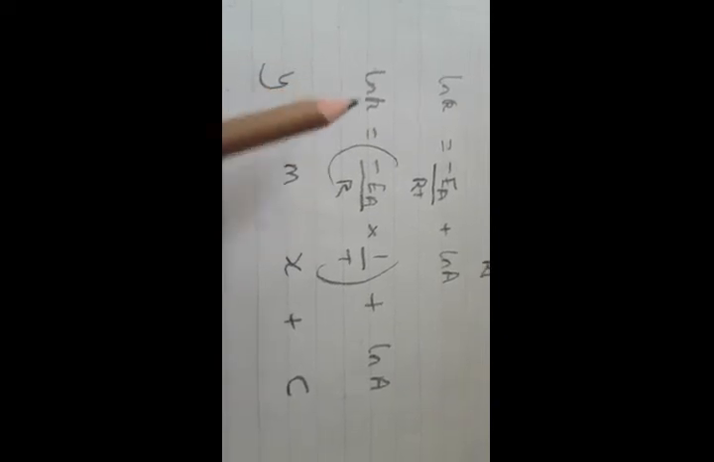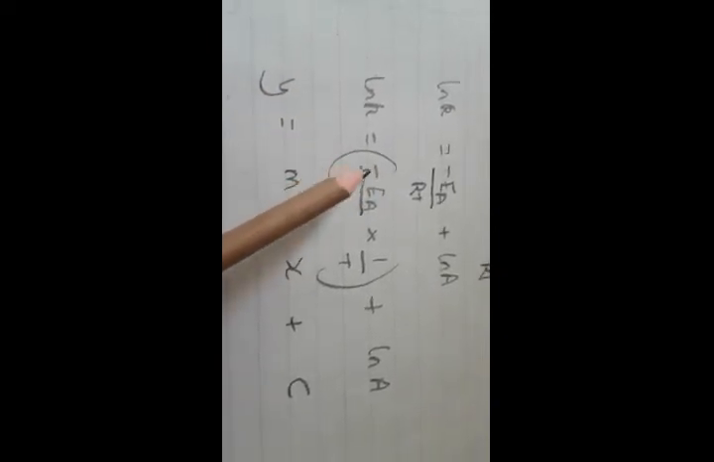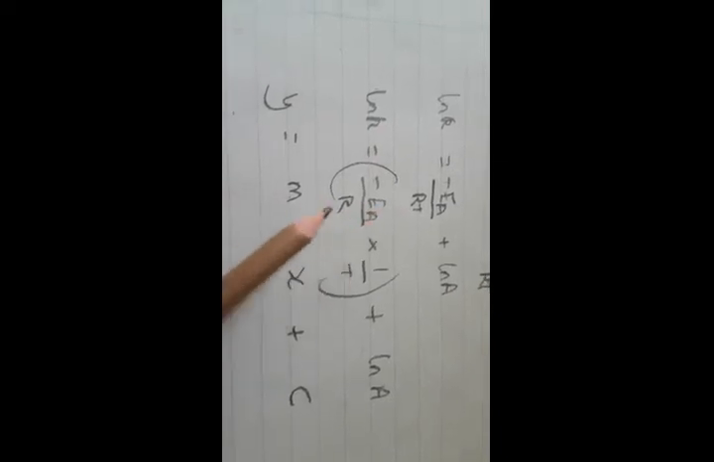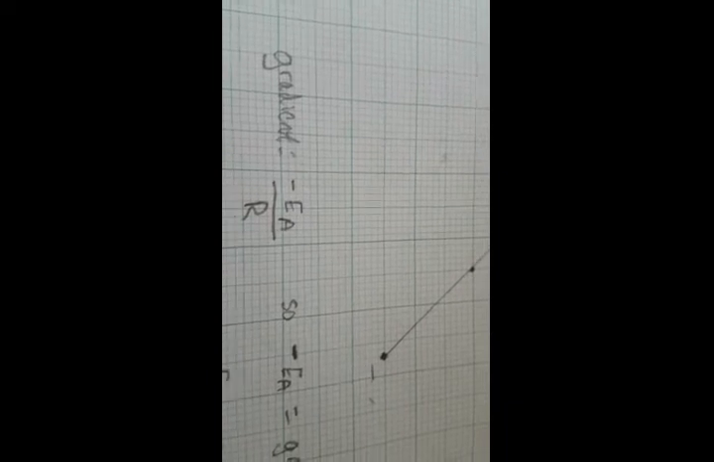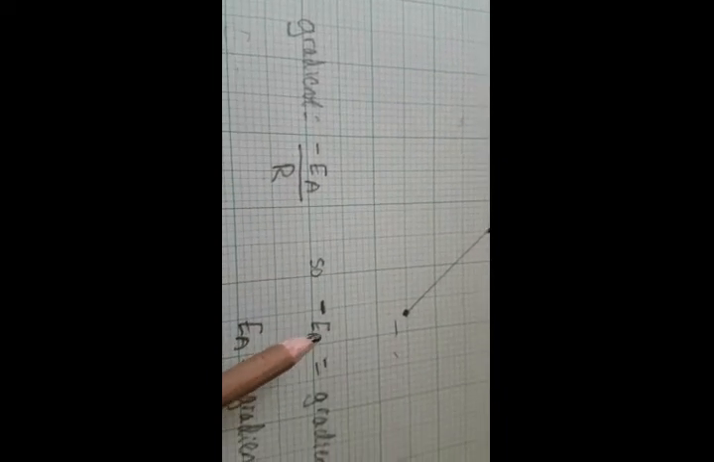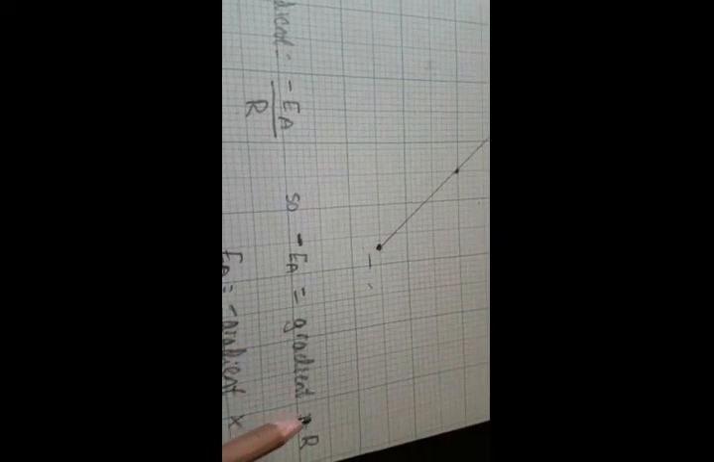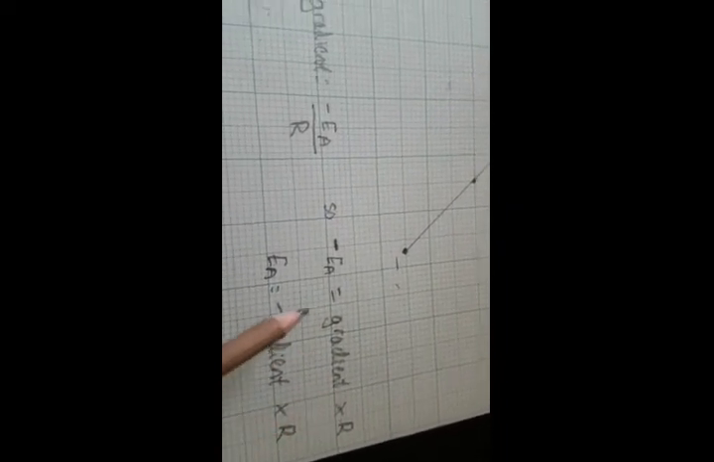Now, quickly back to y equals mx plus c. We'd already learnt that our gradient m equals minus Ea over R. So, if minus Ea over R equals the gradient, as shown there, if we want to make Ea the subject of that expression, I could firstly just move the minus Ea over and say it's the gradient times R.